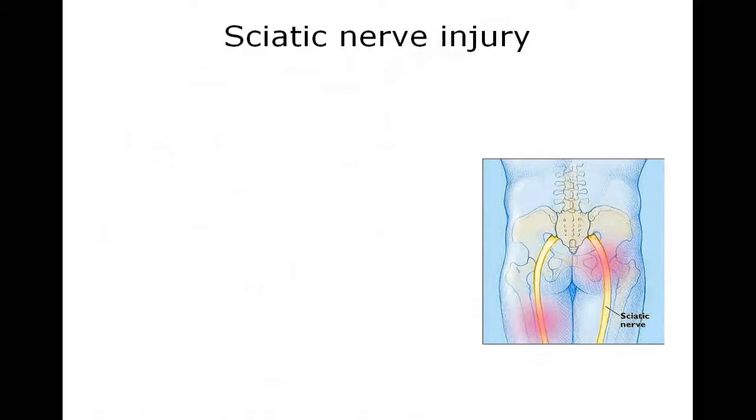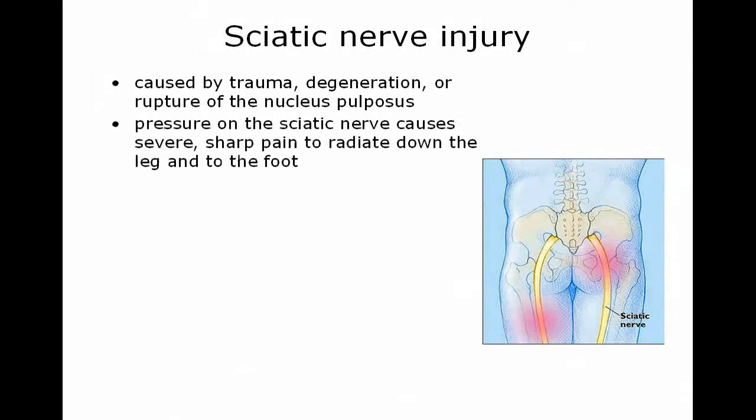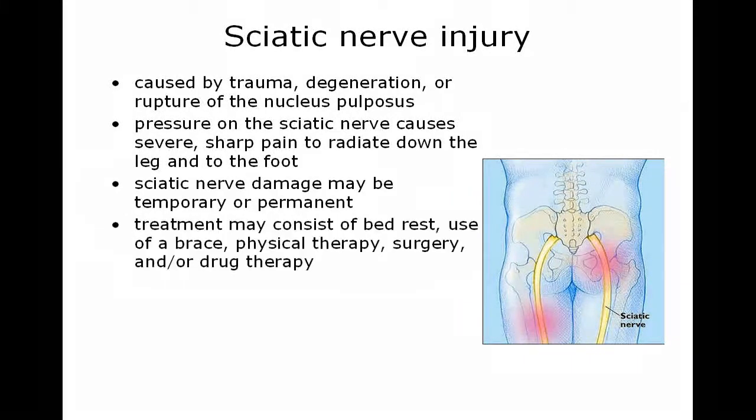Okay, here's the sciatic nerve injury that could be due to the rupture of the herniated pulposus, could be due to trauma or just a degenerative process. You see the position of the sciatic nerve shown in the diagram on our slide. Pressure on that sciatic nerve will cause severe, sharp pain to radiate down the leg and the foot. When the person experiences this pain, they need to be examined. It needs to be determined, evaluated, what's causing the sciatica, what causes that pain. It may be a temporary damage or it may be a permanent damage.